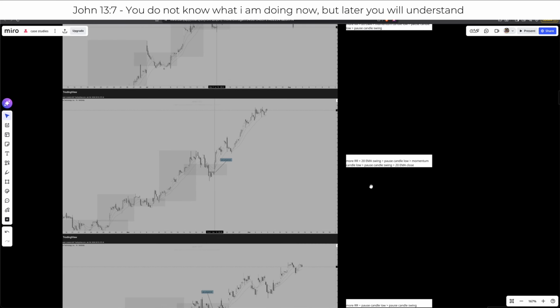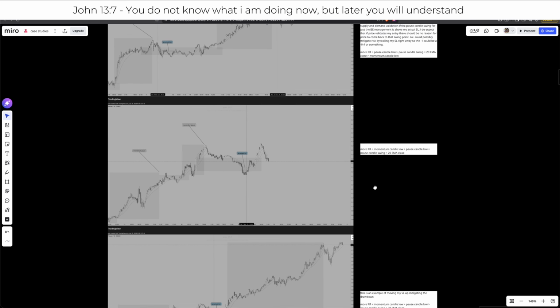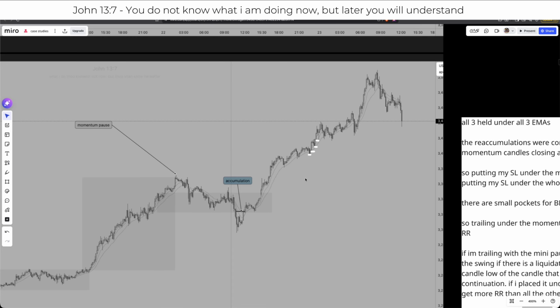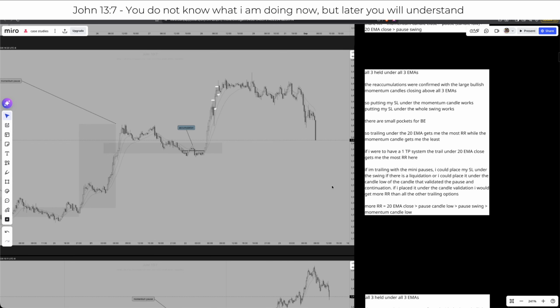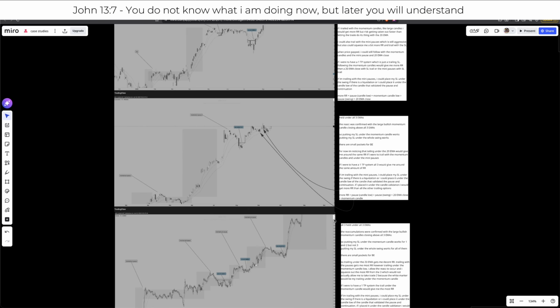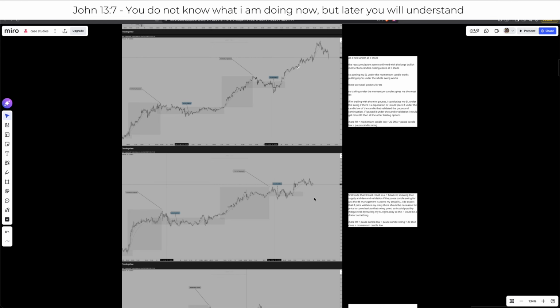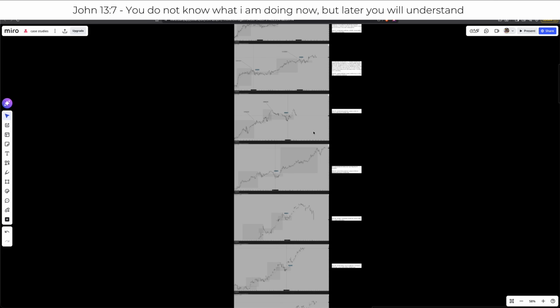20 EMA swing, pause candle low, momentum candle low, pause candle low, momentum candle low. So it looks like the momentum candle low is kind of doing its thing. Pause candle low, momentum candle close. I feel like the momentum candle close and the pause candle are the ones that give me the most RR, like as fast as possible.